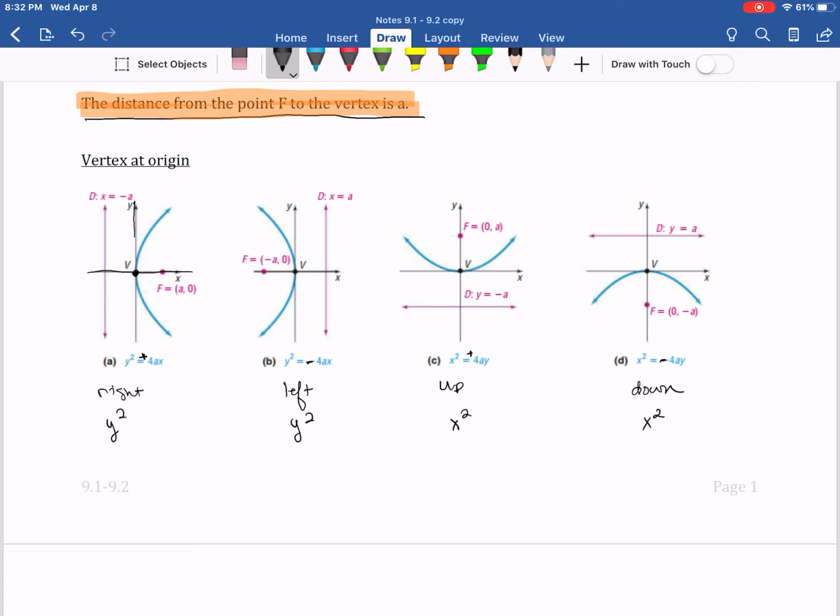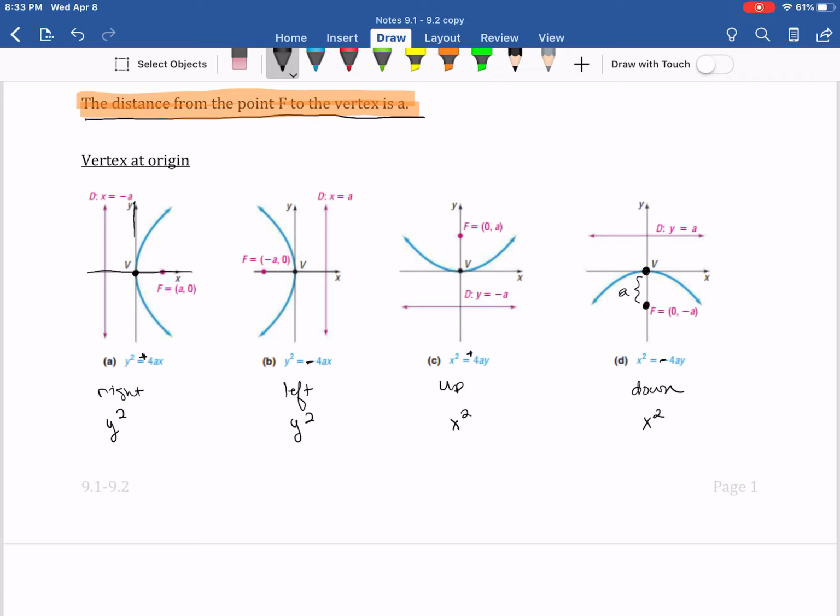So if you look at graph D, let's use that one as our example. The distance from the vertex down to F is A. That distance right here is A units, whatever it is, okay? However many units you want to talk about. That's what A corresponds to.